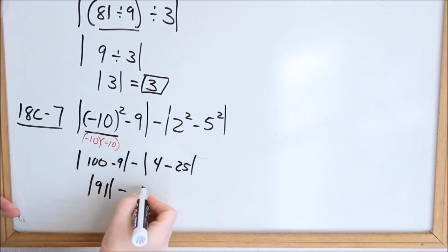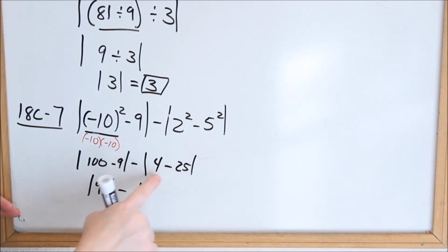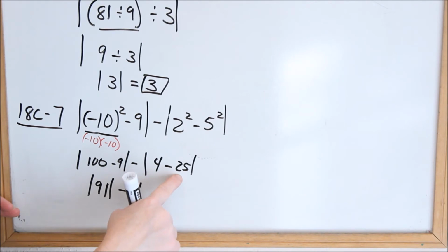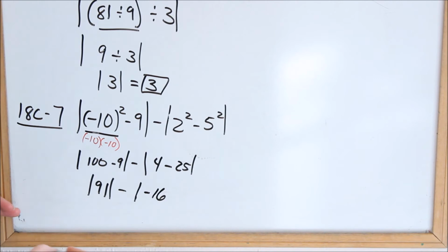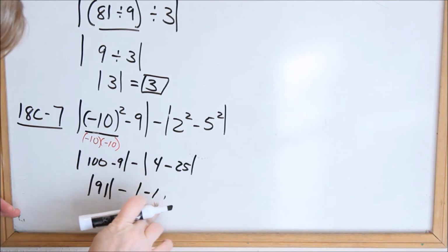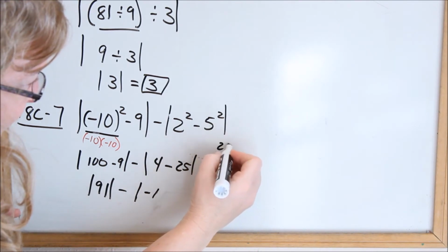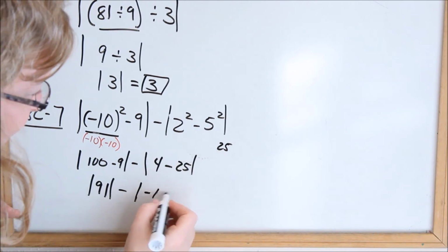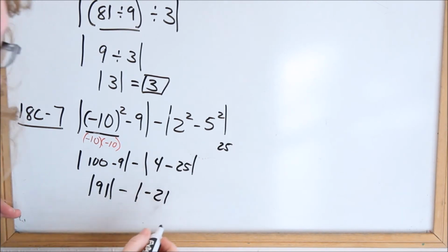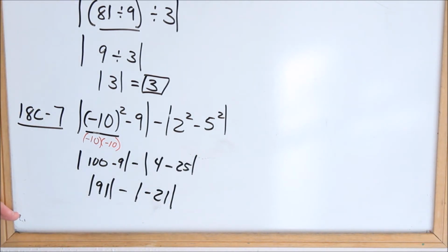Now do inside here, we haven't done absolute value, so you still need those. 4 minus 25. You have 4, you get in debt 25, you will be in debt 21. I'll get it right one of these times. So, negative 21. Now do absolute value for each one.